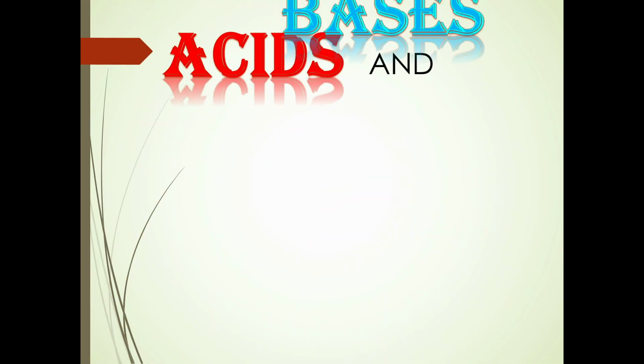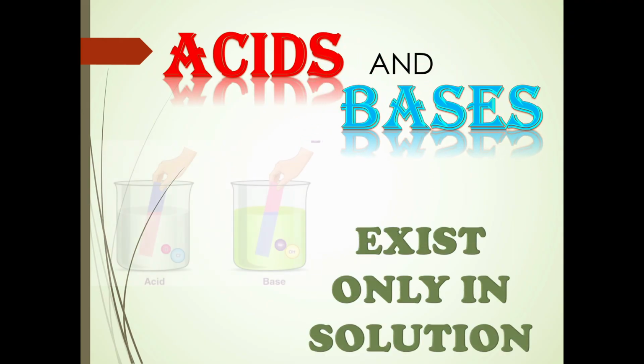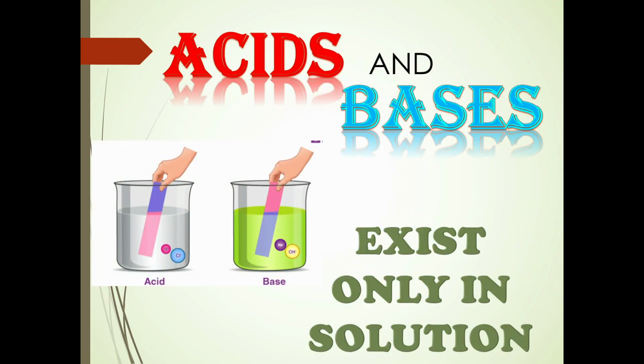So we're going to look at some of those things, as I said, at the end of chapter 17. We're going to look at Lewis acids and bases. Now, as I said, we clarified the definition of the acid with the Bronsted-Lowry. Acids and bases only exist in solution.